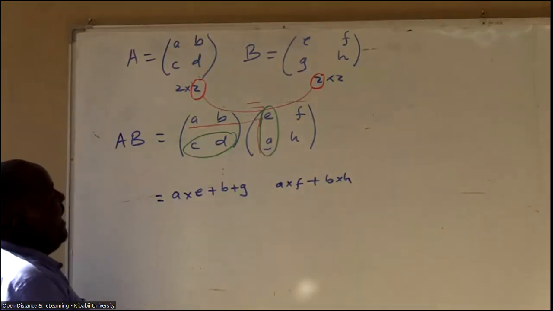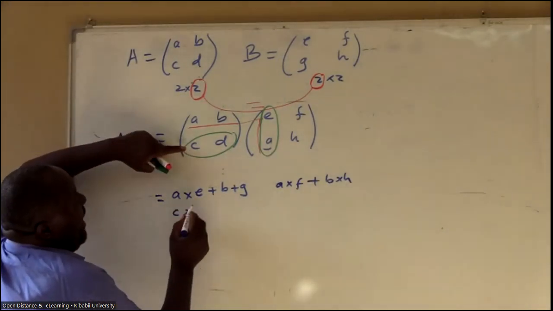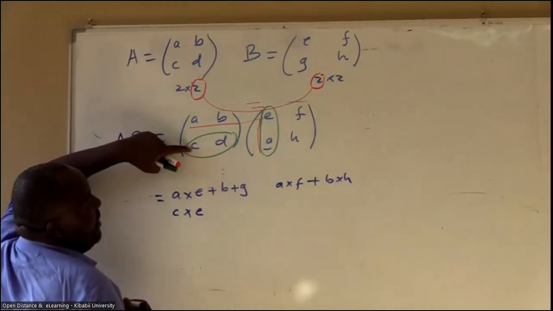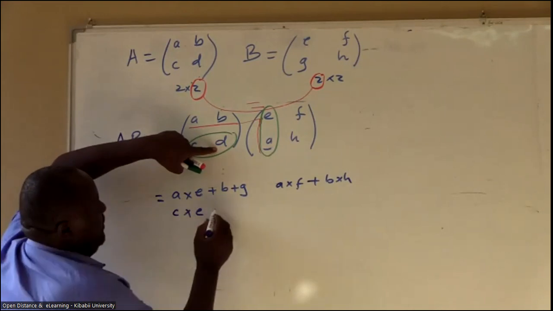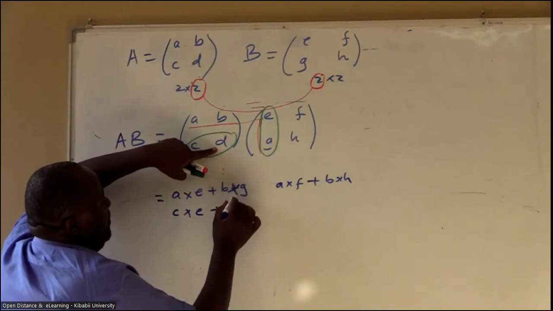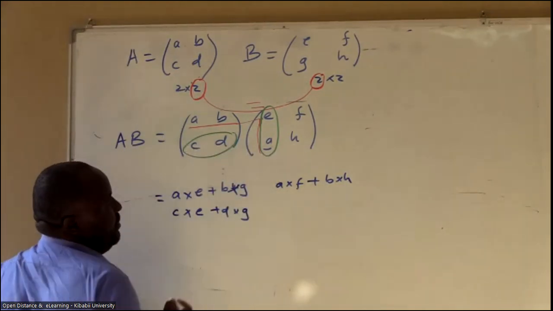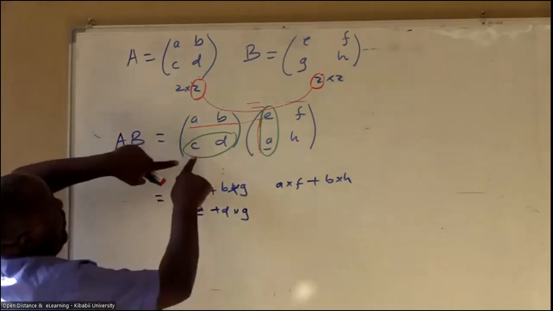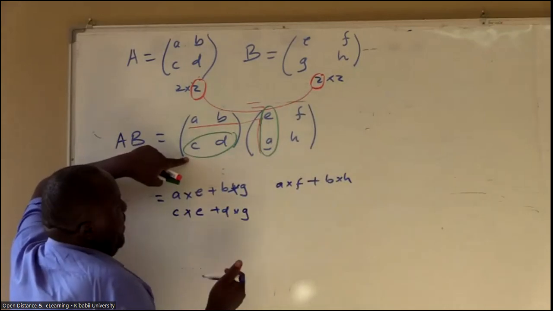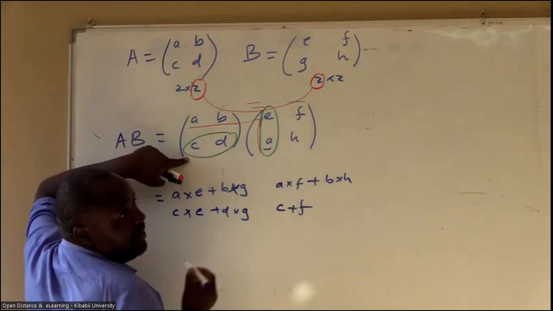The first element C will multiply the first element in the first column, E. The second element D shall multiply the second element, G. Then we do the same for second row, second column: the first element C shall multiply the first element F.